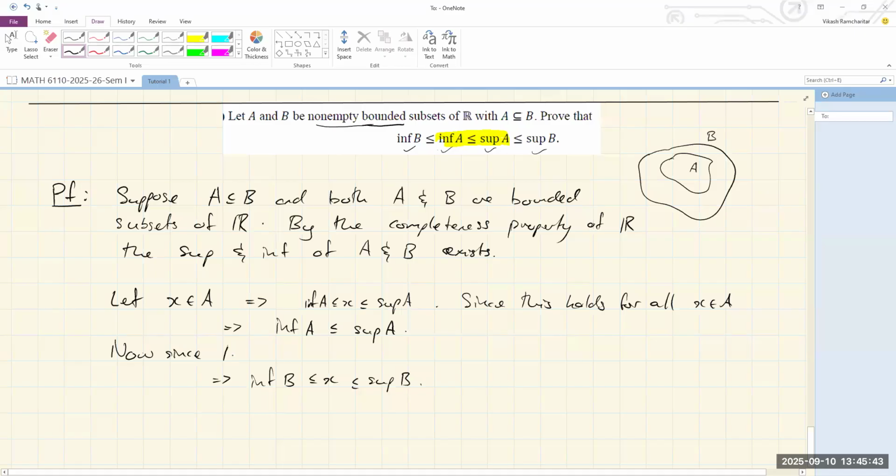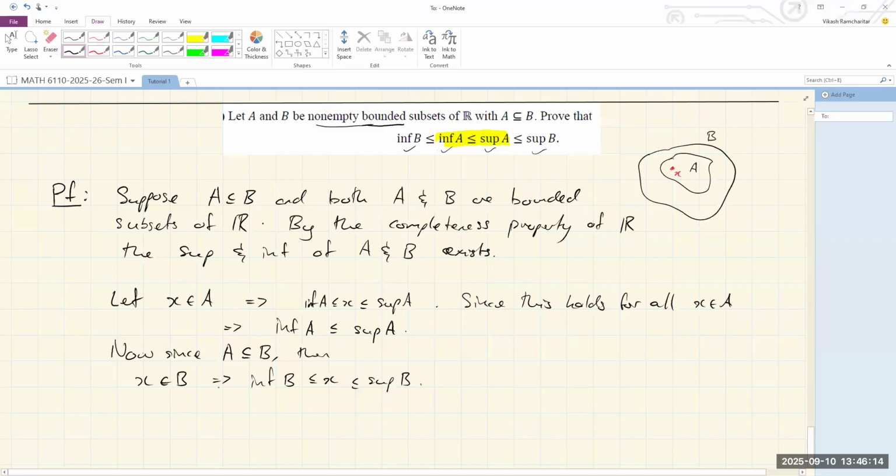We assume that A is a subset of B. Yeah, that's better. Now since A is a subset of B, then x belongs to B. Yeah, that's extremely better. So since we let x belong to A, a subset of B, maybe I could include it in this diagram. So over here is x. x belongs to A, which means x belongs to B.